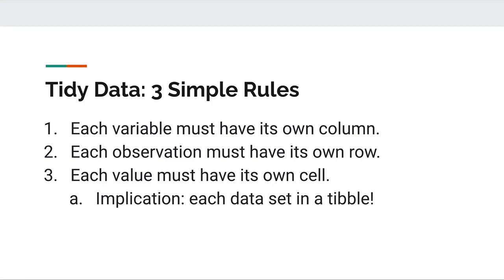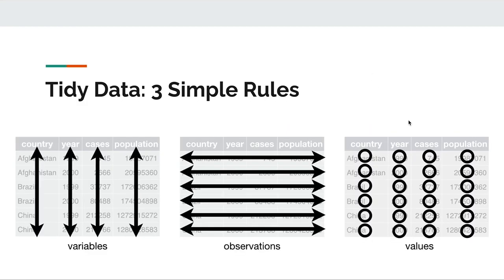And so again, it seems really simple, but it's actually sometimes pretty difficult. And so I want to visually show this just so you understand the three simple rules. So for each variable, we're going to have a column, so country, year, cases, population, etc. That's going to be our variable columns here. Then the observations, so for each actual row here, so Afghanistan, Brazil, China, those are all given their own row.